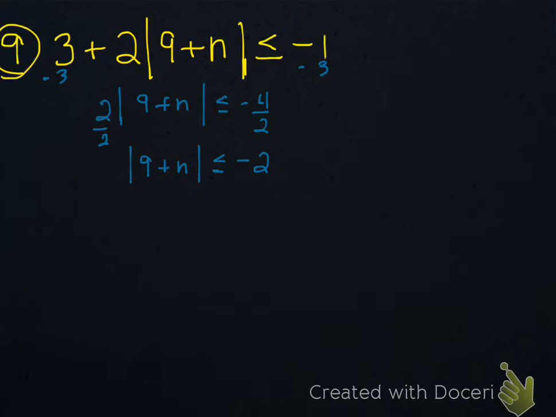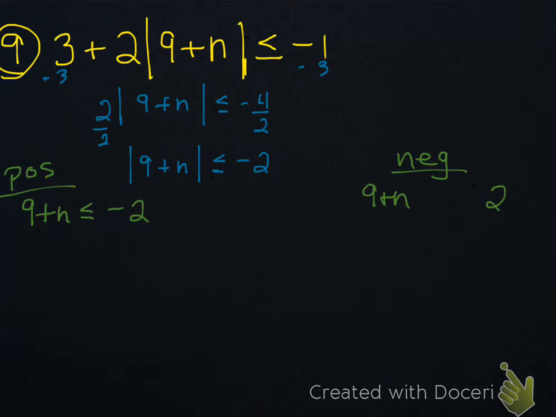Okay, so now we have our absolute value by itself. Now we can do our positive case and our negative case. Okay, positive case, we write it exactly the way it is. No big deal. Negative case, yep, you got it. We're going to have to change a couple things. Change the direction and change the sign.